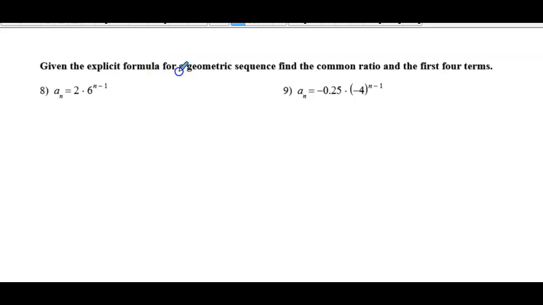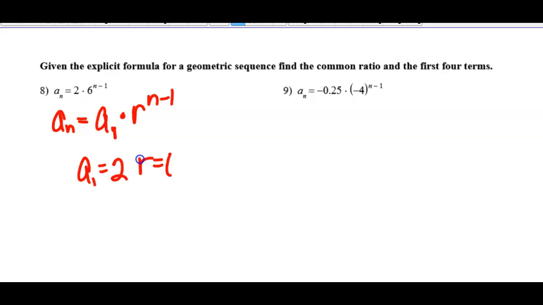Given the explicit formula, so this time we have a sub n equals a sub 1 times r to the n minus 1. So we can identify a sub 1 is 2 and r is 6. Or we could have found that by putting in a 1. Okay, a sub 1 would be 2 times 6 to the 0, which would be 2. A sub 2 would be 2 times 6 to the 2 minus 1.